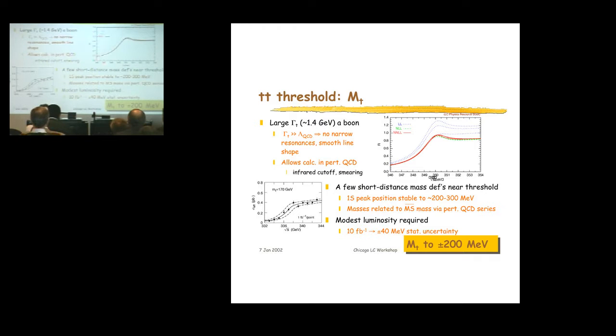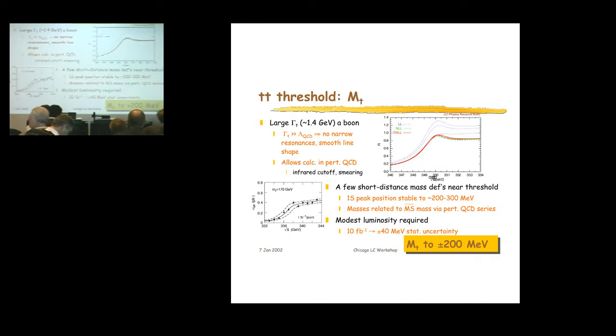Furthermore, these masses you can relate to the MS-bar mass that you'd like in a lot of cases via perturbative QCD scale. So the whole picture is quite nice in terms of using this top quark mass to extract the running top quark mass that you would like in the theory.